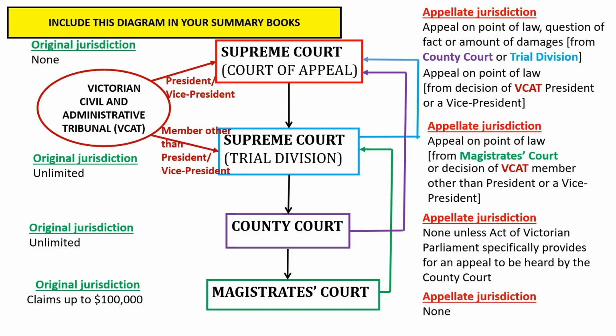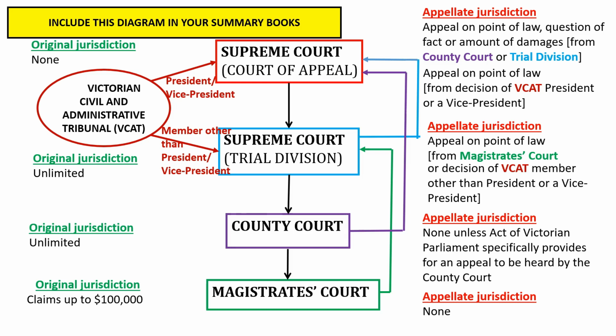Now, you might ask why we have this distinction between decisions made by a member of VCAT and decisions made by the president or a vice president of VCAT. The reason is that the president of VCAT is a Supreme Court judge and the vice presidents of VCAT are county court judges. Accordingly, it's considered appropriate that where a party is appealing on a point of law from a decision of the VCAT president or a VCAT vice president, that party should appeal that decision not to a single judge of the trial division, but to a bench of 3 judges who sit in the Court of Appeal.